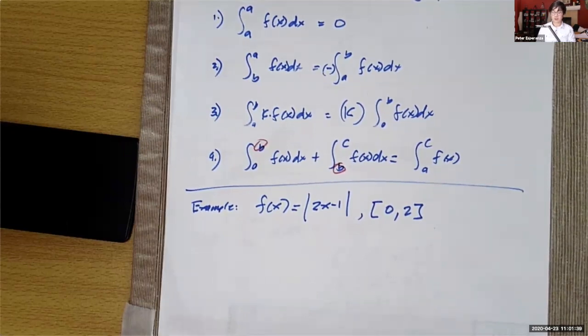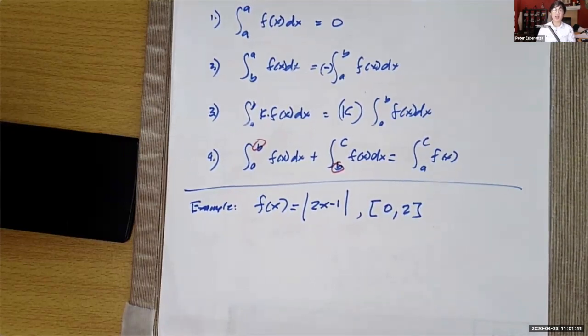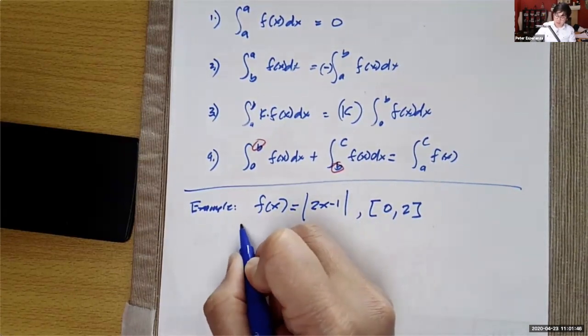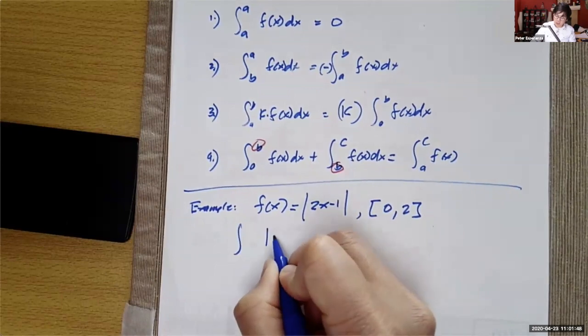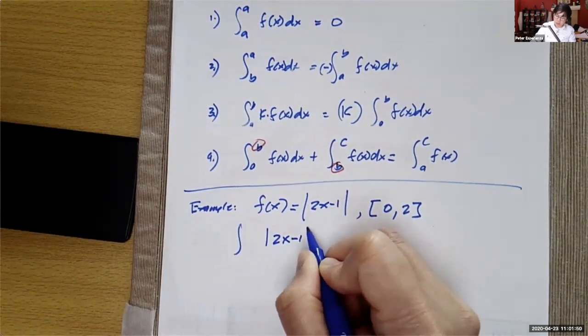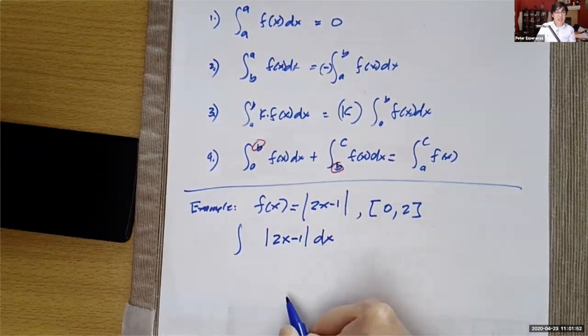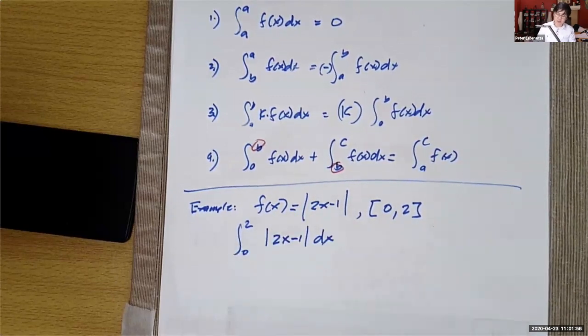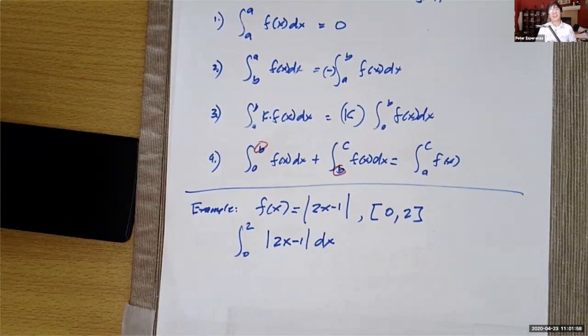So the first thing that you need to do is to rewrite this function into definite integration. And the definite integral of this function will be the integral of the absolute value of 2x minus 1 dx, because this is the function between 0 and 2. So this is what you're going to be evaluating. Now we know that you need to visualize the function that you're working on to be able to find the area under the curve.